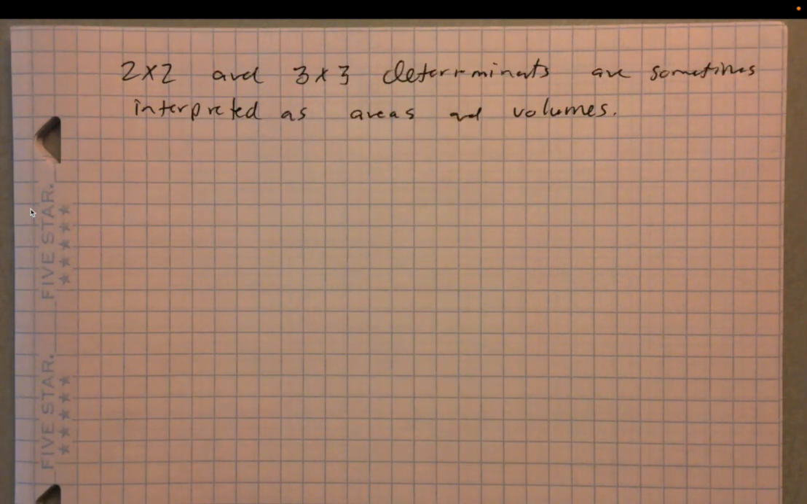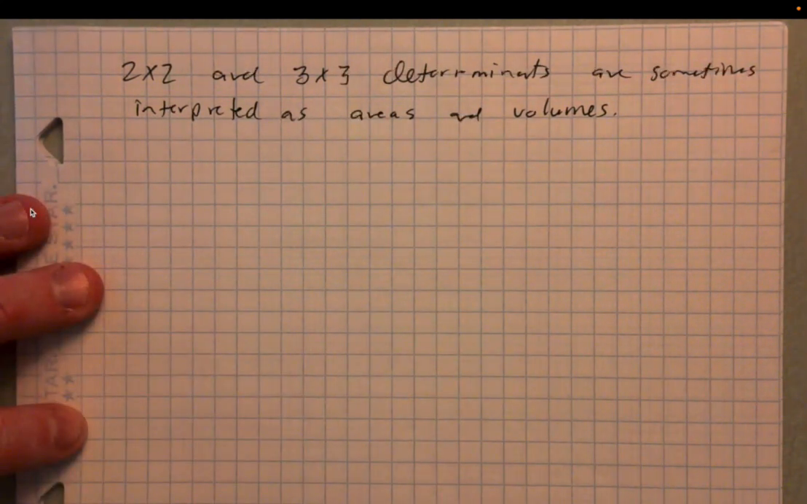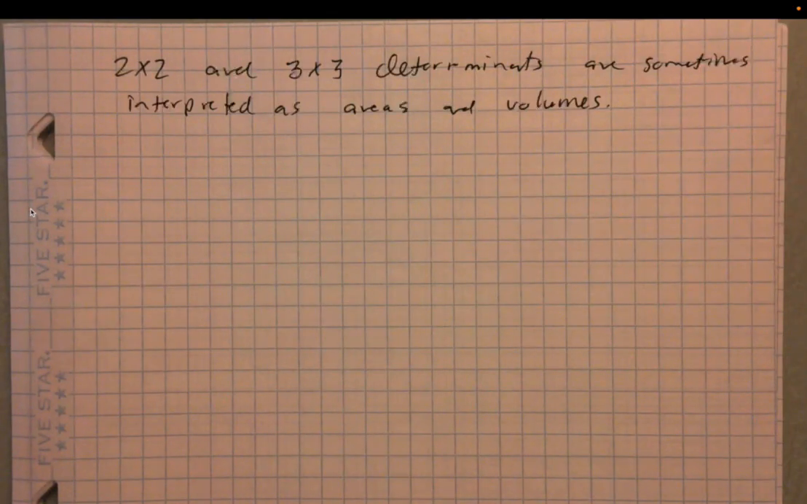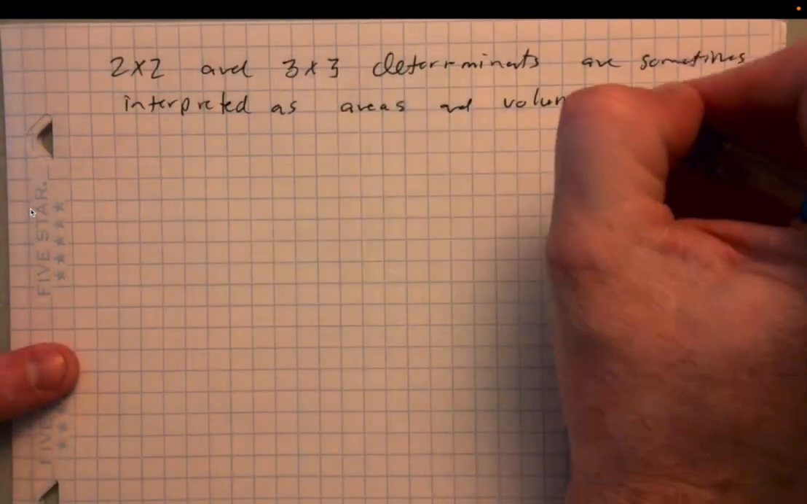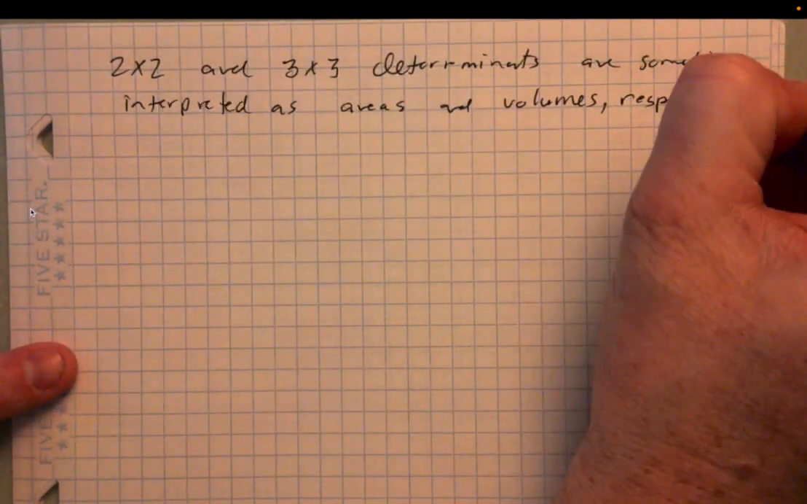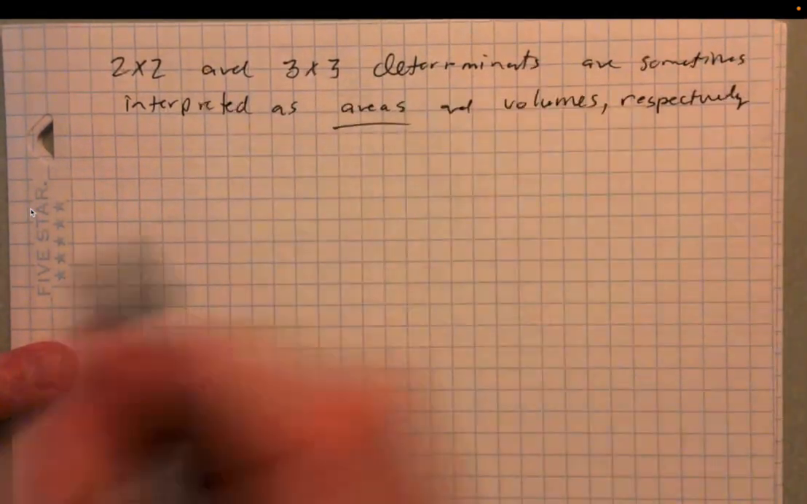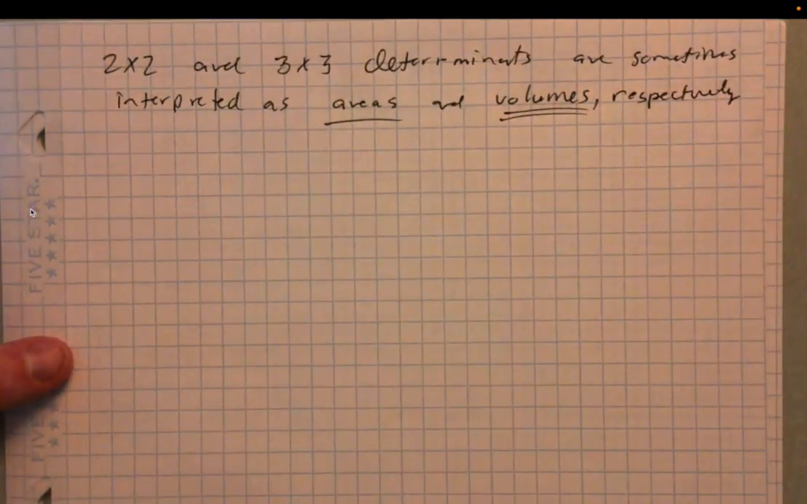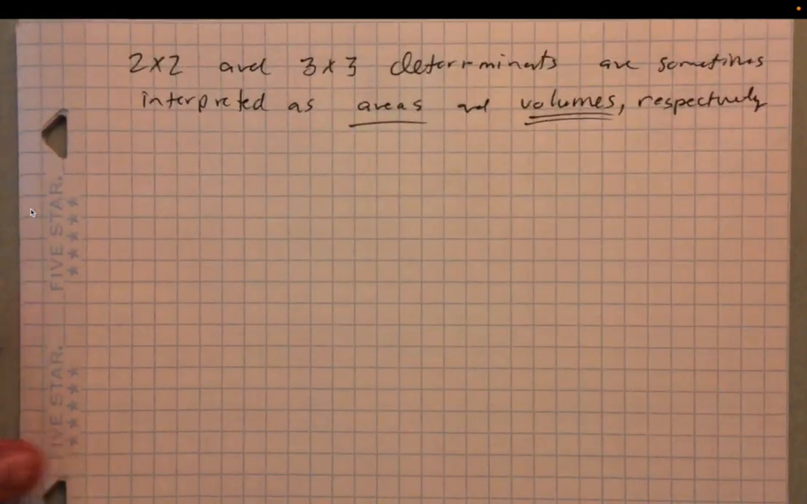So let's talk through this use case here of representing areas and volumes using 2x2 and 3x3 determinants, respectively. The 2x2 is interpreted as area, 3x3 as volume. Okay, so here's the theorem.